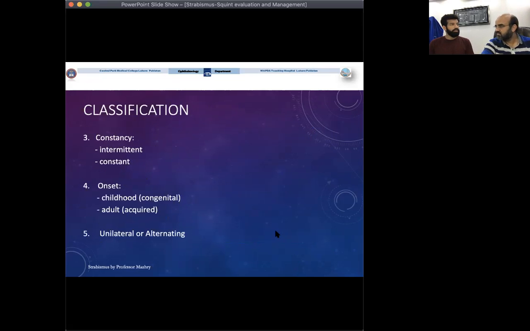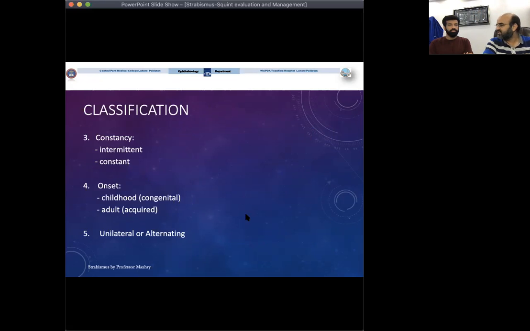What's meant by comitancy? This is just a kind of uniformity. A squint which commits to a certain standard parameter is comitant, and one which doesn't commit to a certain standard degree is incomitant or non-comitant. Then there is constancy: if the squint is present all the time, it is a constant squint. And if it is present sometimes and at other times the eyes are straight, it is an intermittent squint. As simple as that.